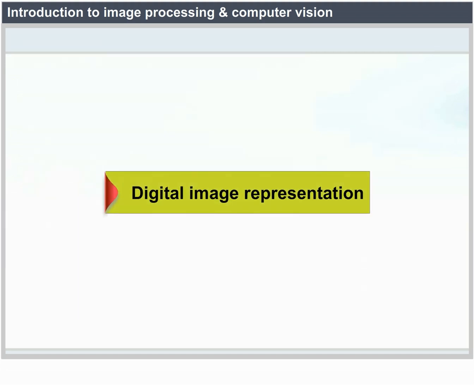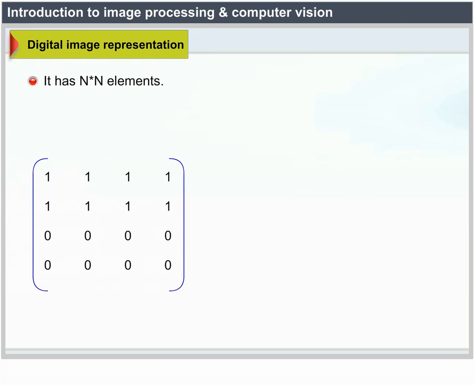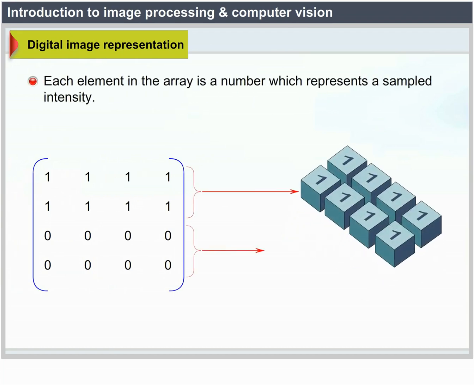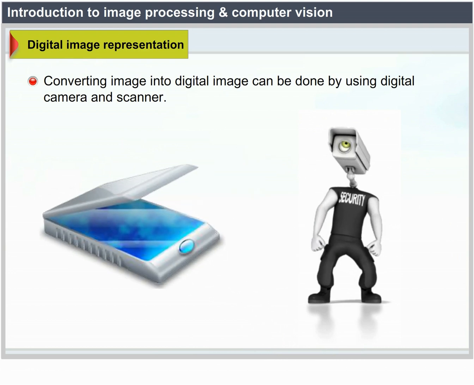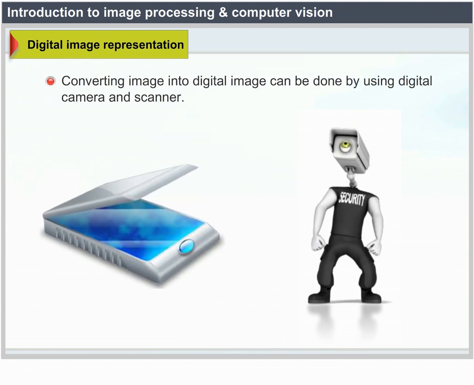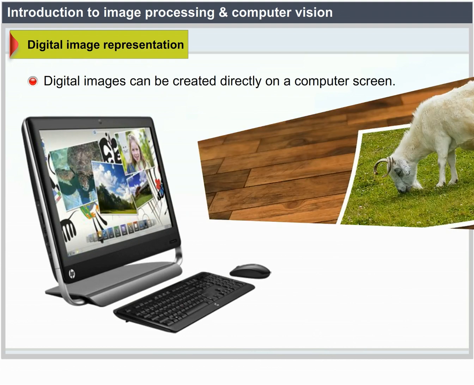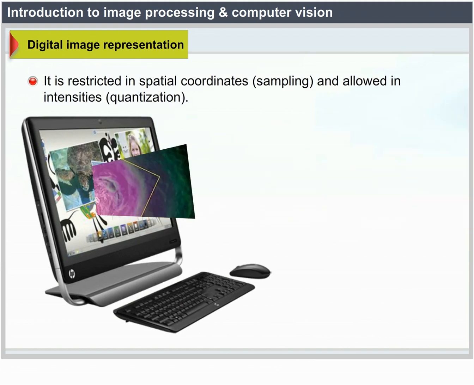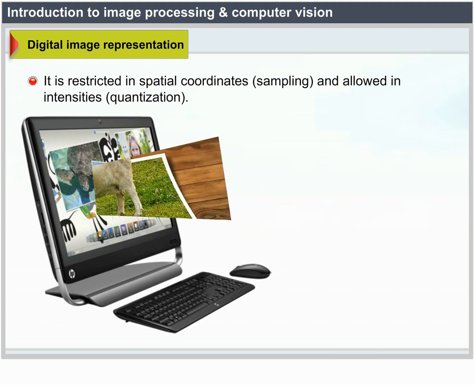Digital image representation. Two-dimensional discrete signals. It has N by N elements. Each element in the array is a number which represents a sampled intensity. Converting an image into a digital image can be done by using a digital camera and scanner. Digital images can be created directly on a computer screen. It is restricted in spatial coordinates, sampling, and allowed in intensities, quantization.